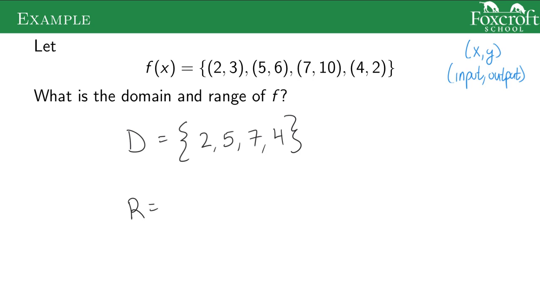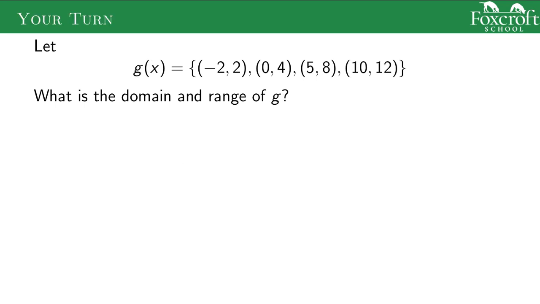And the range, its counterpart, is just the same thing, but we're going to look at the y values, which are all the second coordinates. So that's 3, 6, 10, and 2. All right, so for these ones where you're given ordered pairs, it's as simple as looking at the first coordinate for all the x values, which is the domain, and the second coordinate for all the y values, which is the range.